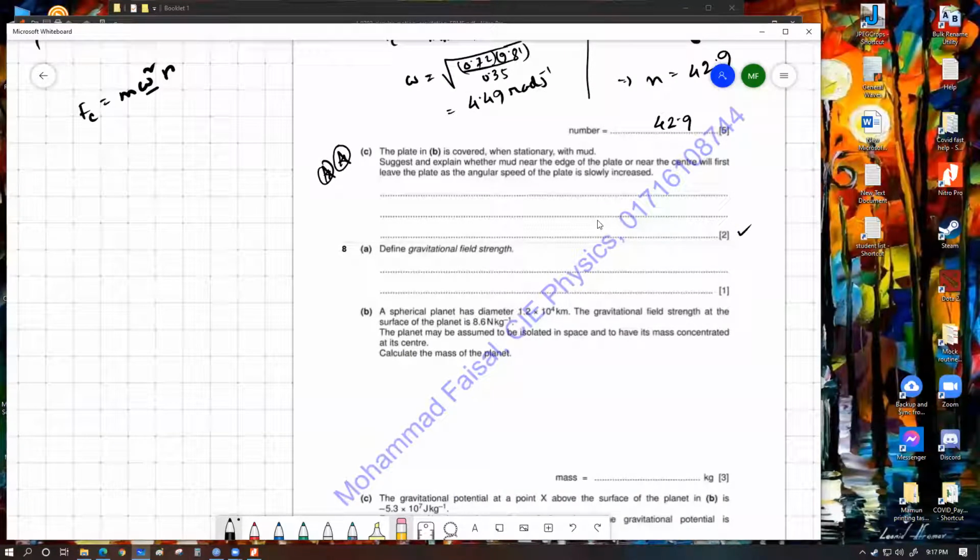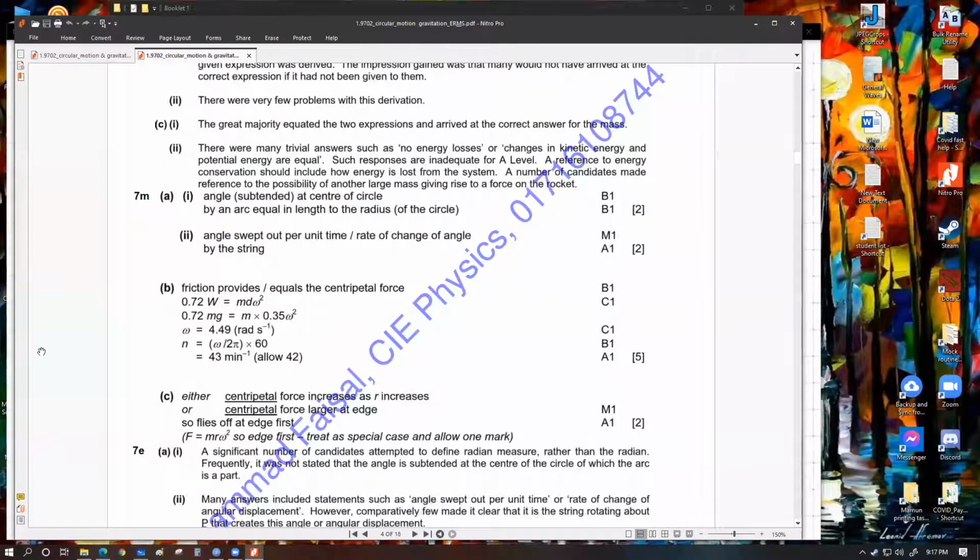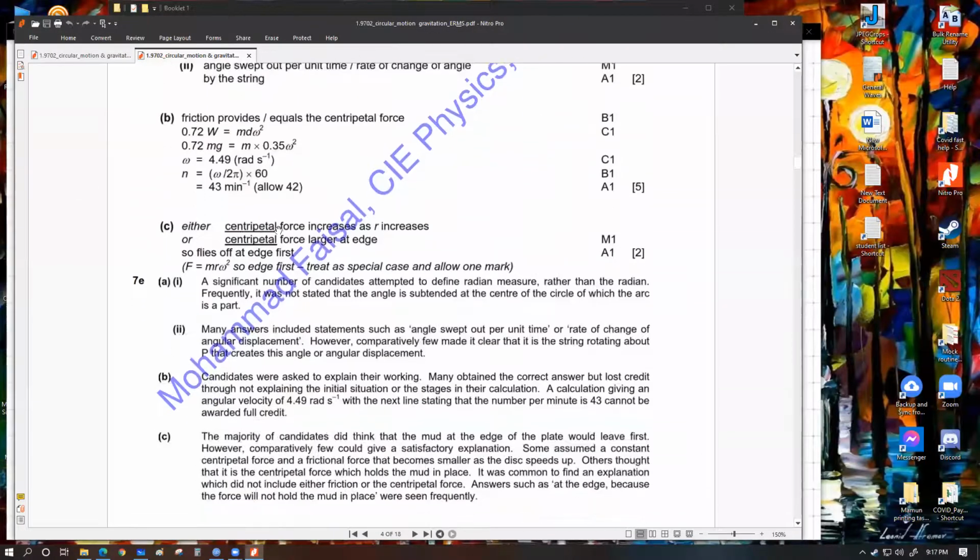So let's have a look at the mark scheme and the examination report to understand how the examiners are looking to have this question answered. This is 7C. It says, either centripetal force increases as R increases, or centripetal force larger at edge. Writing any of these two pieces of information gives you 1 mark. So flies off at edge first.